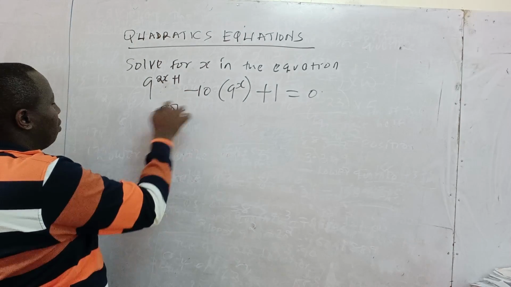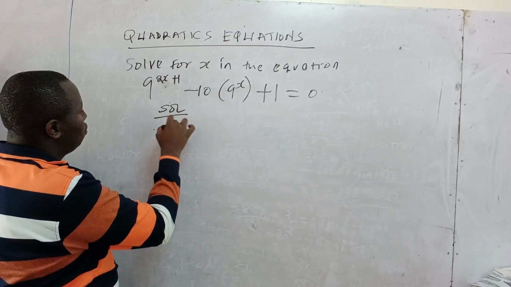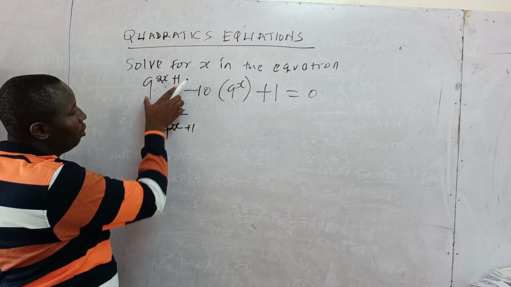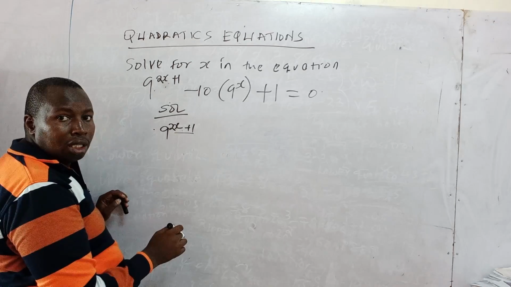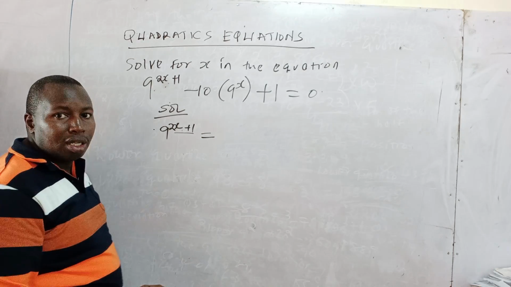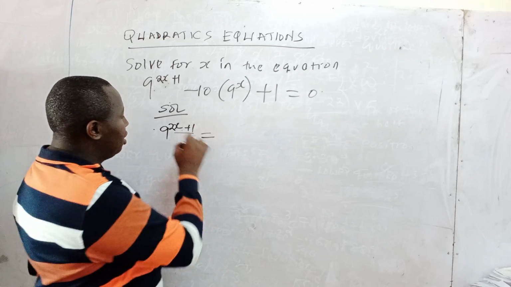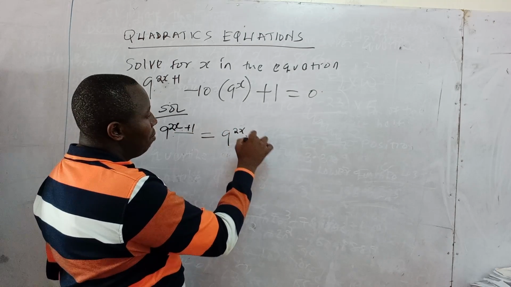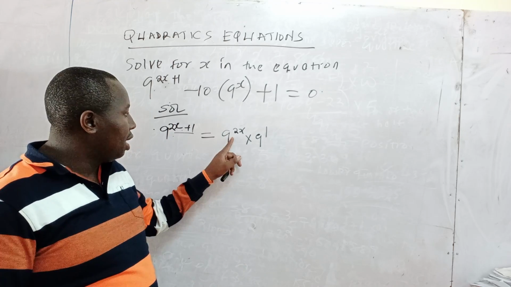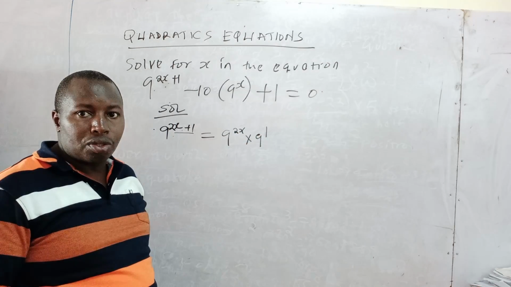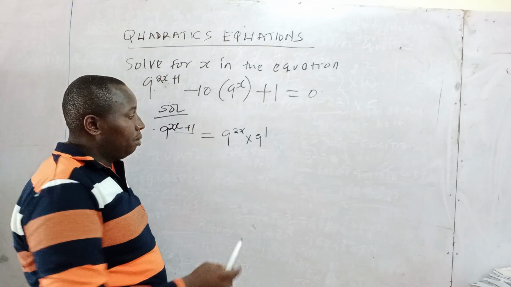When you are given this first part here, 9 raised to the power 2x plus 1, we simplify this first of all. Because you are adding powers, in indices, it means you must be multiplying numbers with the same base. So this is the same as saying 9 raised to the power 2x multiplied by 9 raised to the power 1, because the power there is 1.